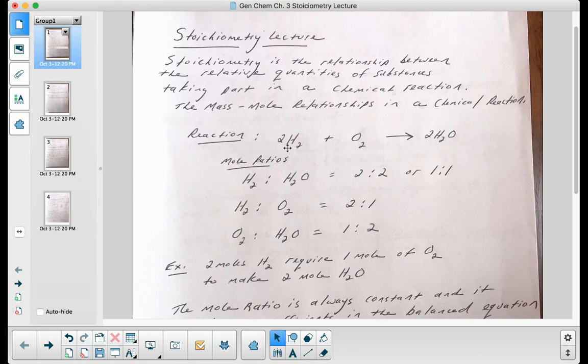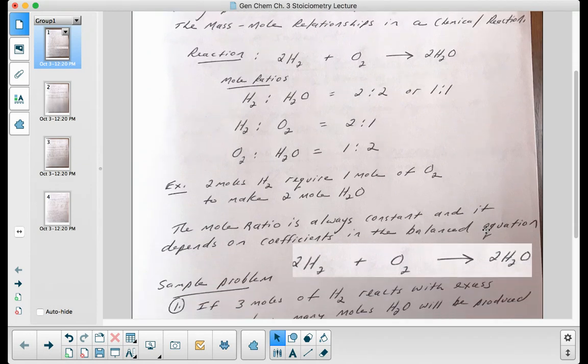So then let's look at the ratio between hydrogen and oxygen. It is a 2-to-1 ratio. For every 2 moles of hydrogen, I will need 1 mole of oxygen, O2, in order for the reaction to proceed. And then we can also look at the ratio between oxygen and water, and that's going to be a 1-to-2 ratio. So as an example, let's say I have 2 moles of hydrogen, then it means that 1 mole of oxygen is required to make 2 moles of water. That's what the balanced equation tells us.